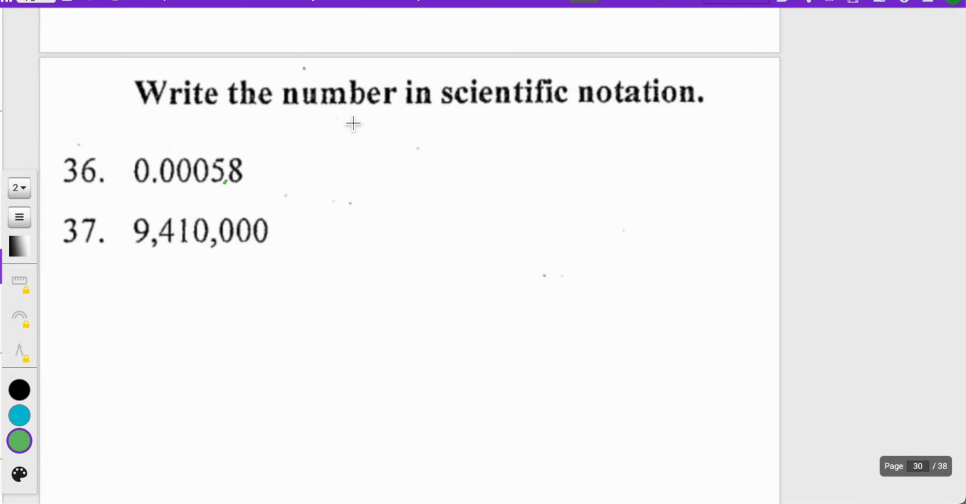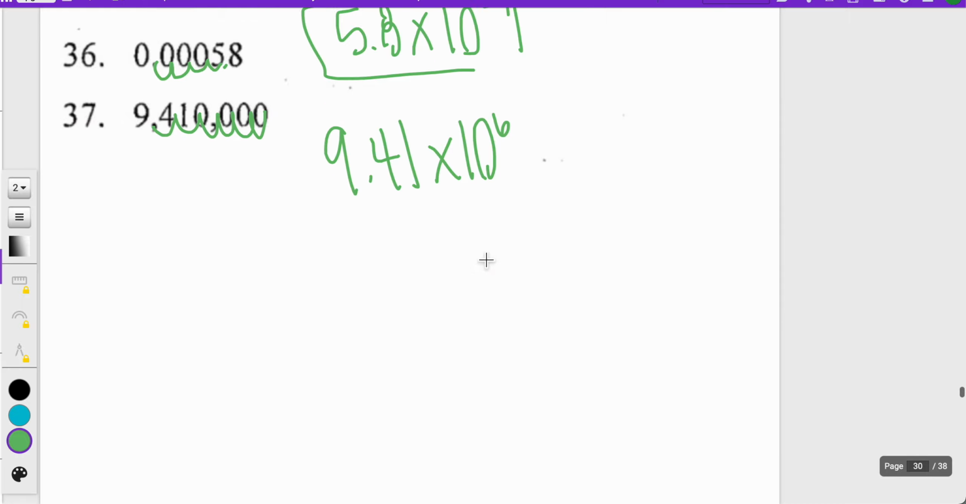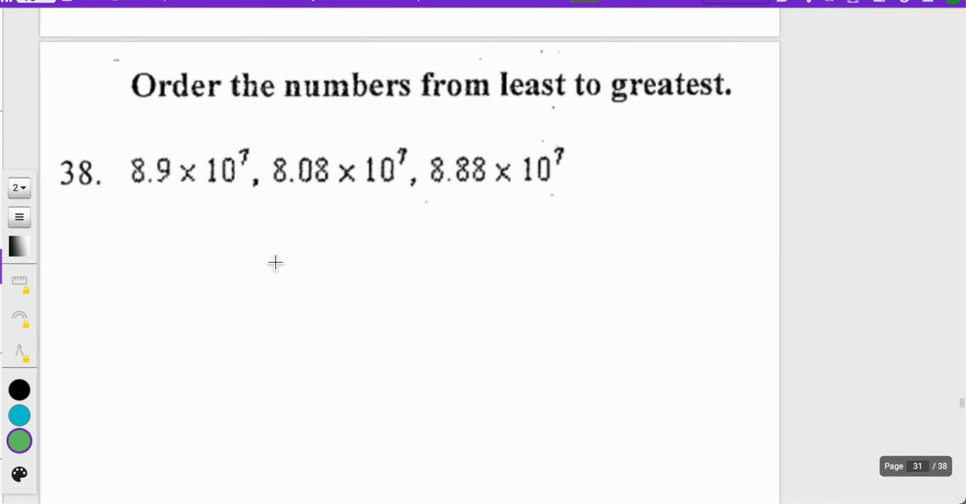Scientific notation should be 5.8 times 10 to the 1, 2, 3, 4, negative 4th power. And this one should be 9.41 times 10 to the 1, 2, 3, 4, 5, 6. Okay? Ordering from least to greatest.